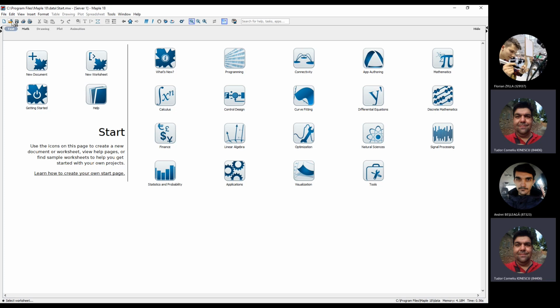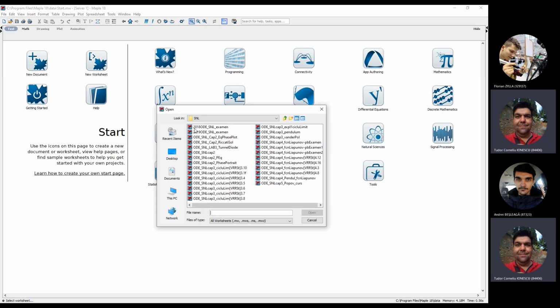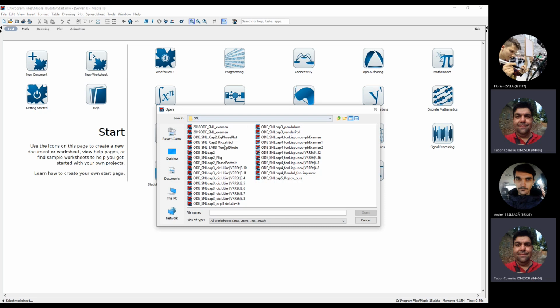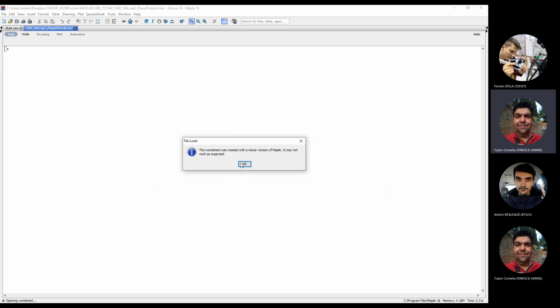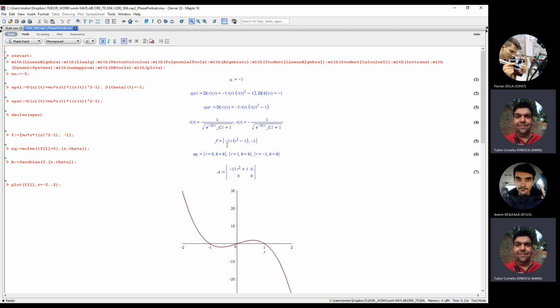I have to show you some a little bit. Let's see if it works. So I have them here. Phase portrait, yeah. I can already show you. Oh no, the van der Pol oscillator. I want to keep it for the next week.